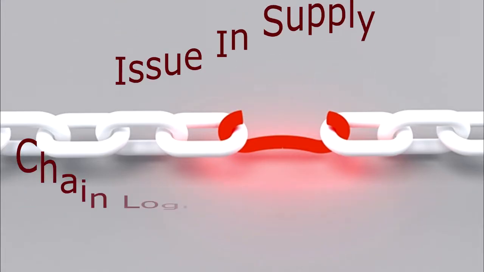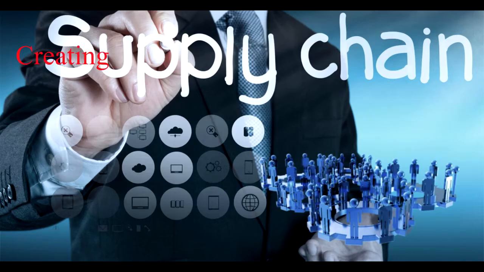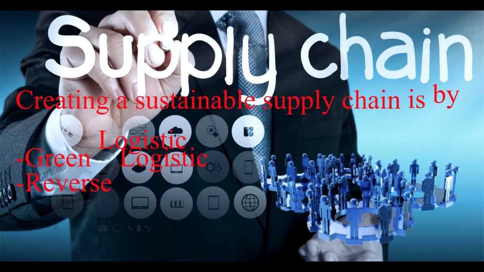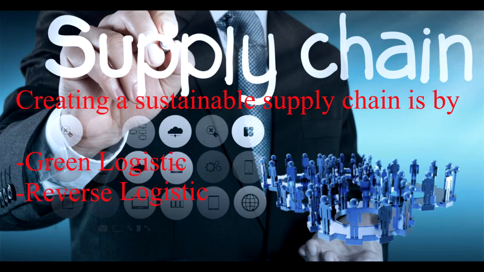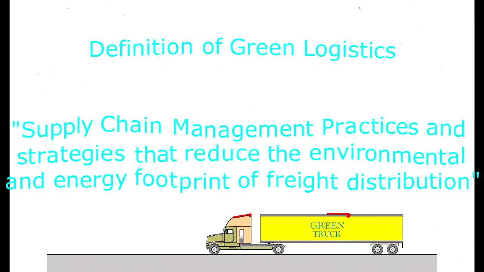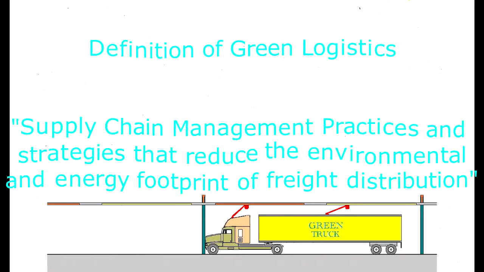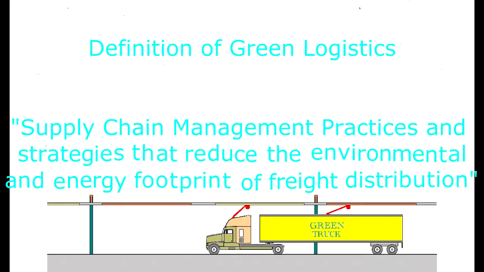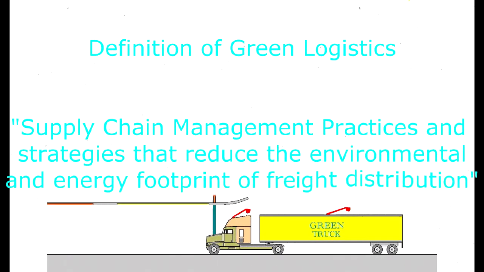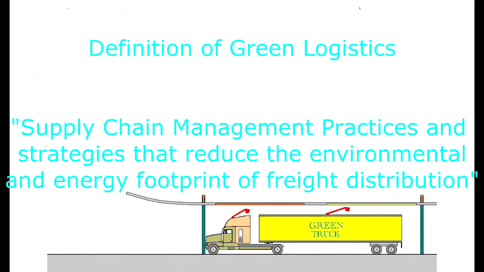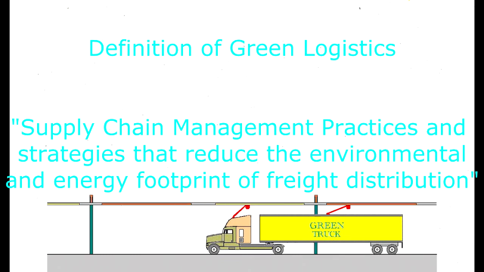Issues in supply chain logistic management. Creating a sustainable supply chain is by using green logistics and reverse logistics. Green logistics can be defined as supply chain management practices and strategies that reduce the environmental and energy footprint of freight distribution, meaning it concentrates on transportation issues, recycling, and reuse. It only focuses on the forward flow of the supply chain.